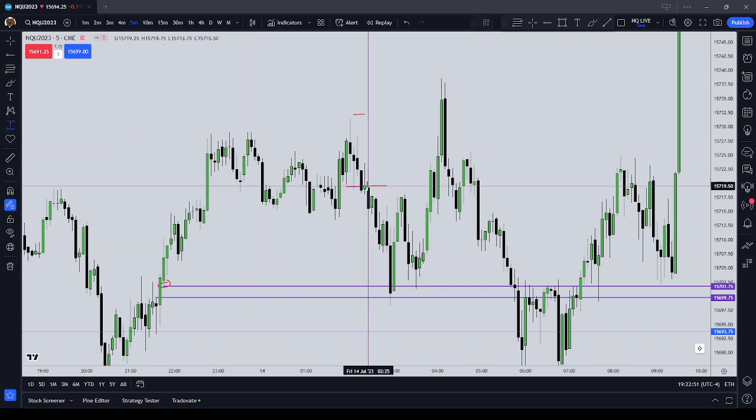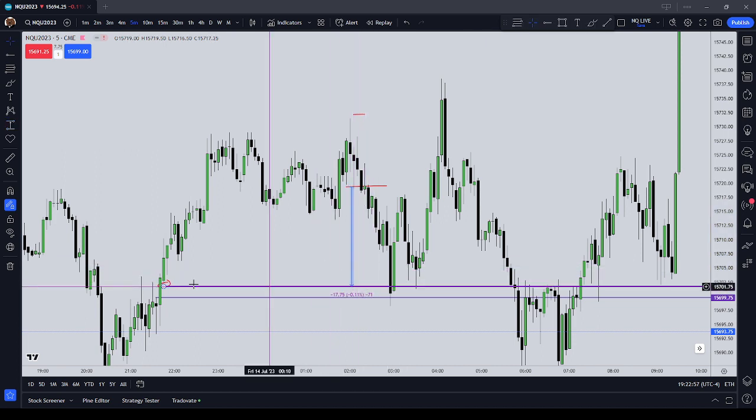So we're filled in short here. We make 17 and three quarters points as the market comes to the top side of that BISI. We're not aiming for a full redelivery. We're aiming for just it to get to the low and trade into it, because we want our profit targets to be filled. I hope that makes sense, guys.